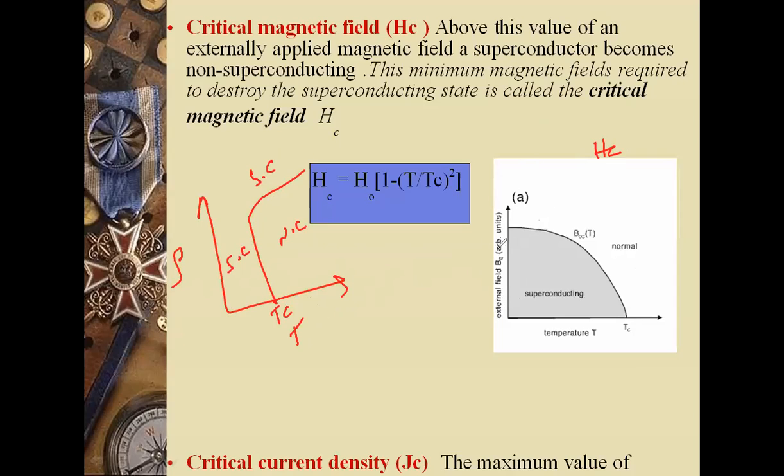Here, external magnetic field B versus T. The BT graph. What happened? Your external field you are applying, right? And when you apply the high field, what happened? It becomes a normal conductor, right? As you increase the field, it becomes a normal conductor. When you apply the external field to the superconducting material, it becomes non-superconducting. And this is the minimum magnetic field required to destroy the superconducting state, called the critical magnetic field.